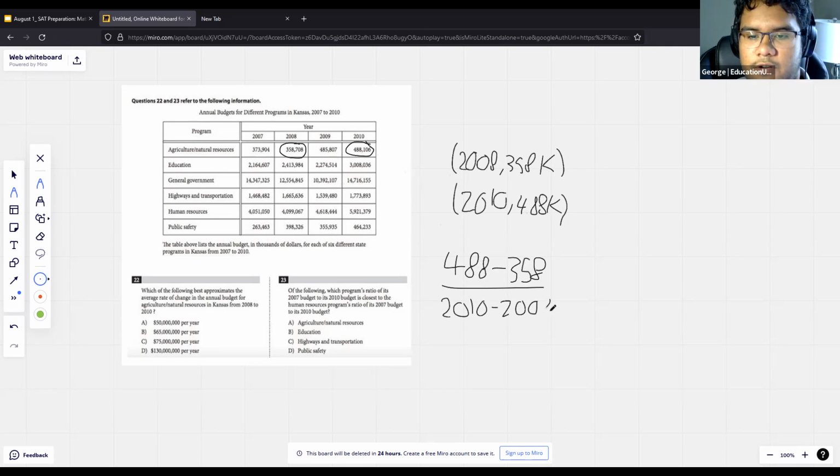You don't have to write this out necessarily. As you practice this kind of problem more, it'll become more intuitive that it should be just this thing over 2 years. So what you end up with here is 130,000 over 2 years, because the unit here is years. And this is the budget.